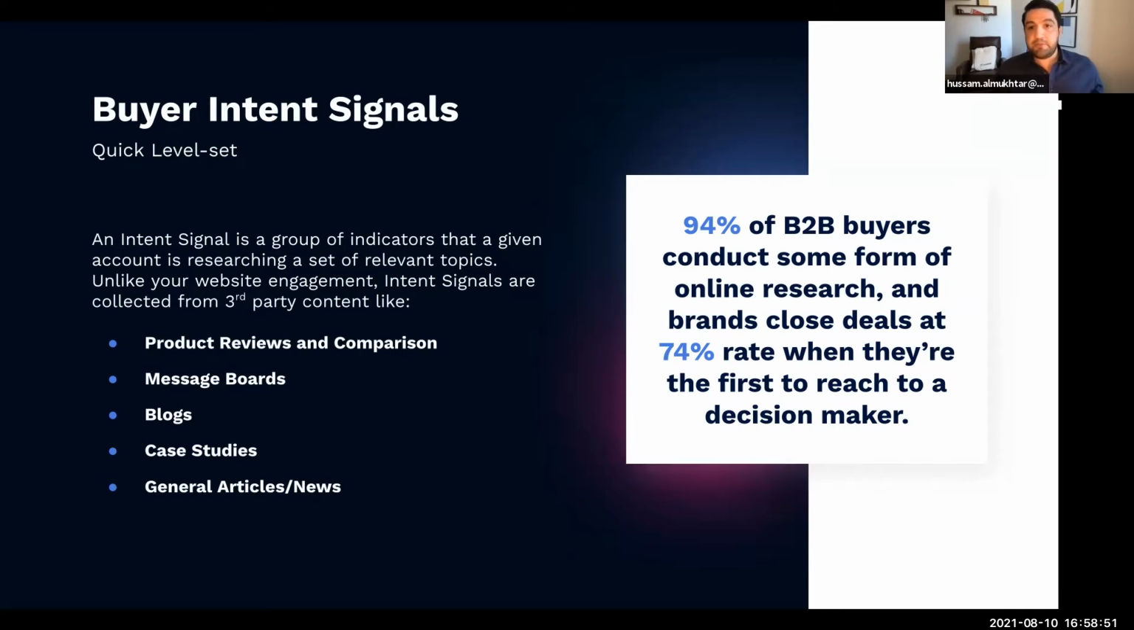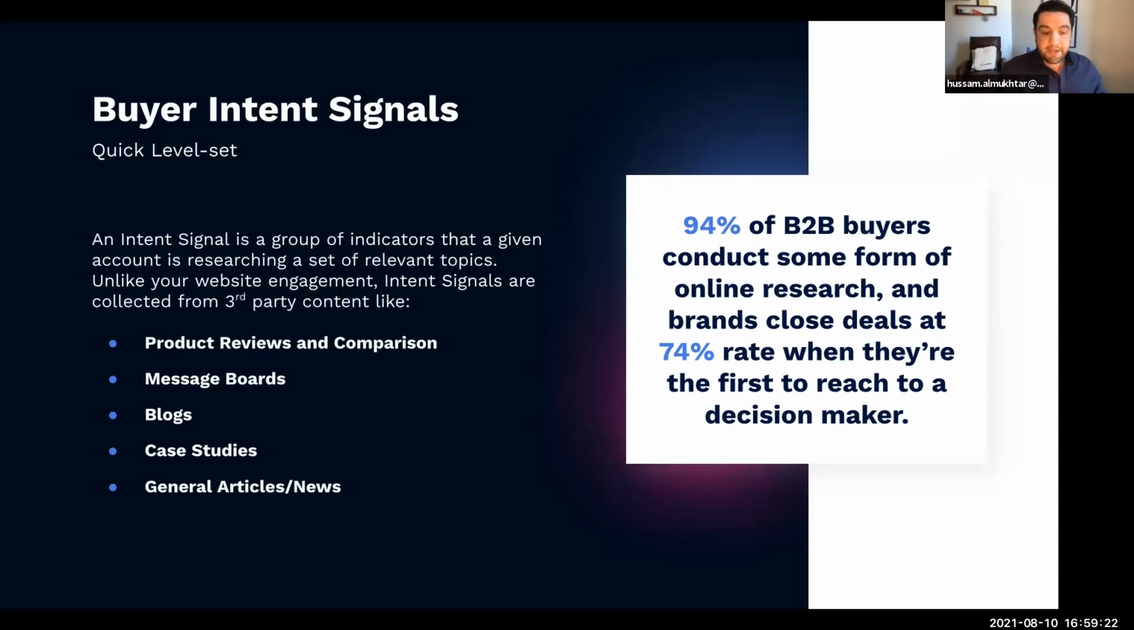And that's important because we know that the buyer cycle and the buyer behavior in the past years have changed dramatically, and 94% of these buyers are performing some kind of online search before they get to me and talk to me. And we also know from research that's been done by Forrester that 74% is my close rate if I were to be the first brand to reach a decision maker. Now, this highlights the importance of intent signals.